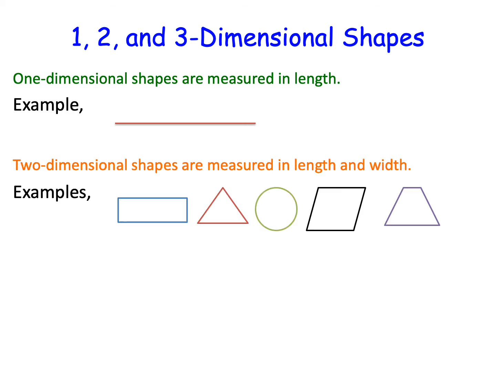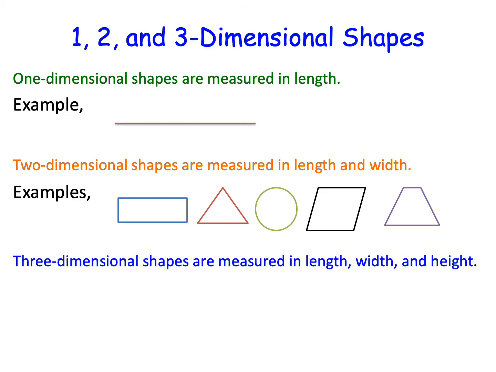2-dimensional shapes are measured in length and width. For example, rectangles have length and width, triangles have a base and a height or a length and a width, as well as parallelograms and trapezoids. Circles can also have an area, so they are 2-dimensional shapes. Area is 2 dimensions, as mentioned earlier in the past lesson.